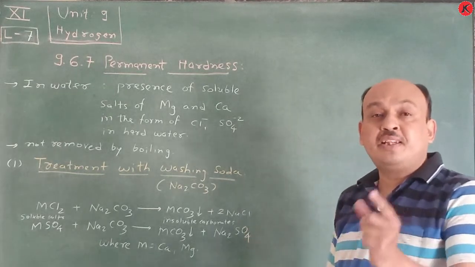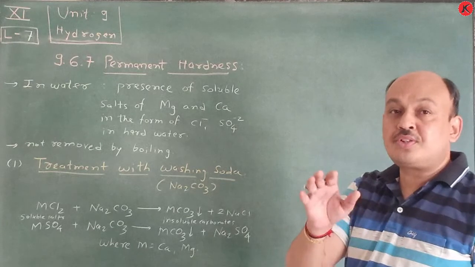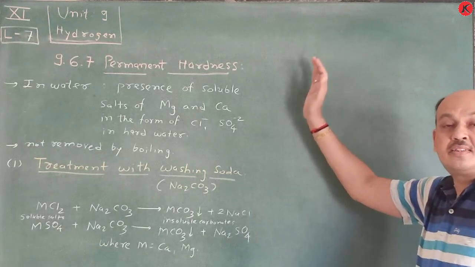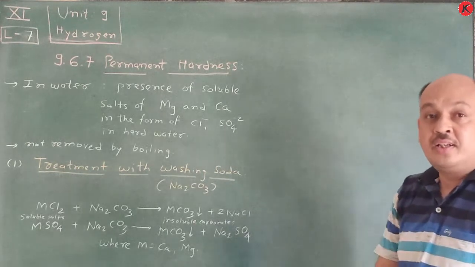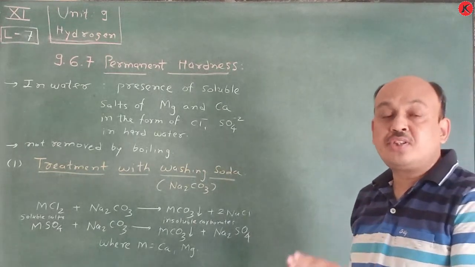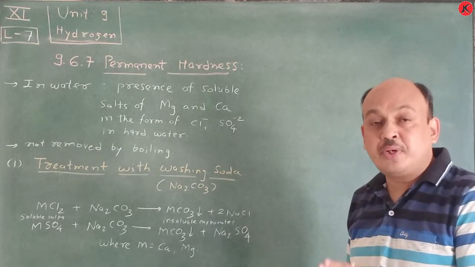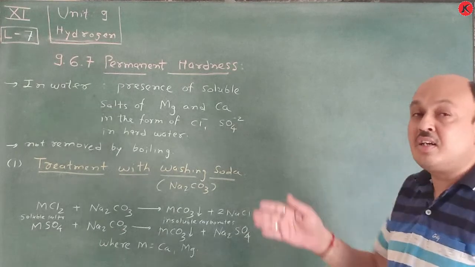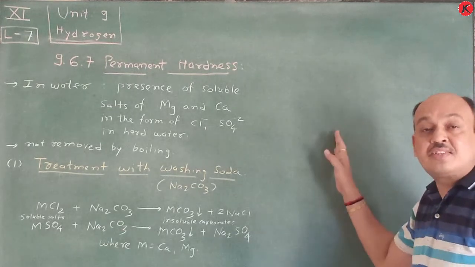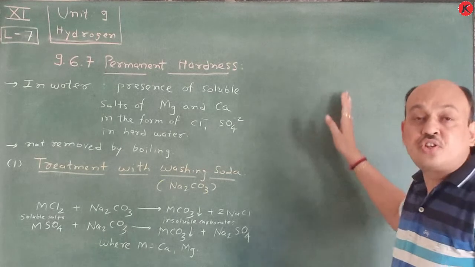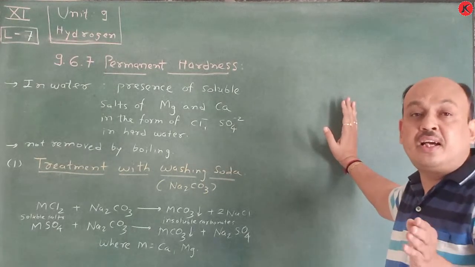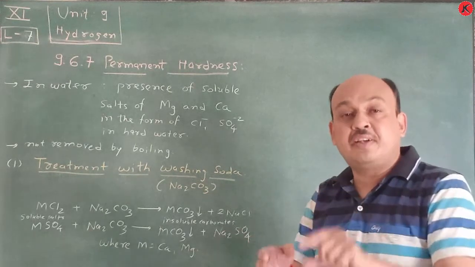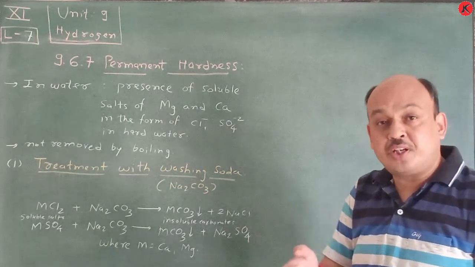So what we perform in these two methods, if you remember, is this: if we boil hard water in which magnesium hydrogen carbonate and calcium hydrogen carbonate are present, this bicarbonate, or hydrogen carbonate, is converted into hydroxide as well as carbonate, which are insoluble salts. So they are removed as precipitates, in the form of precipitates, by filtration, and that's why we get soft water.